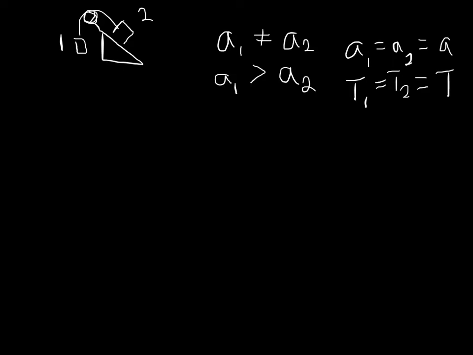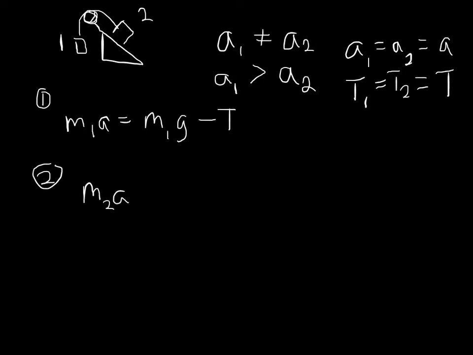Okay? So once you realize this, you can write down your Newton's law equations. You have M1 times A is equal to M1 times G minus tension. We'll call that equation number 1. And you have a second equation. You have an equation M2 times A is equal to T minus M2 times G times sine of theta.